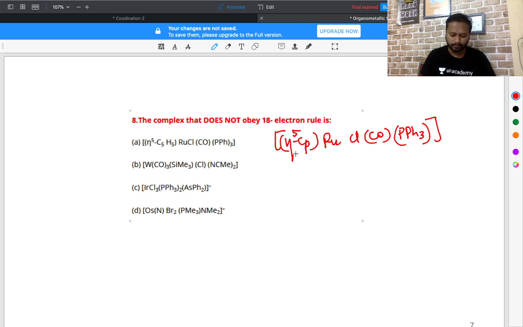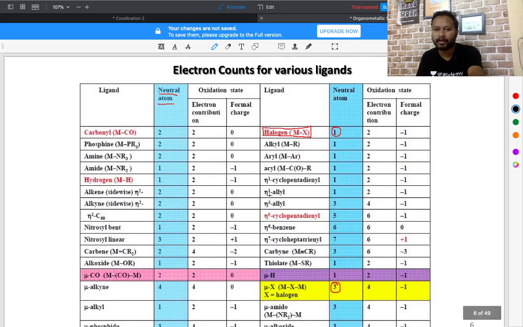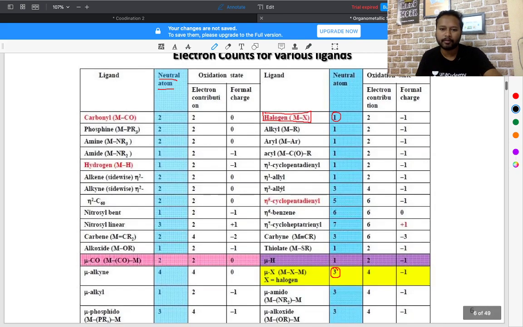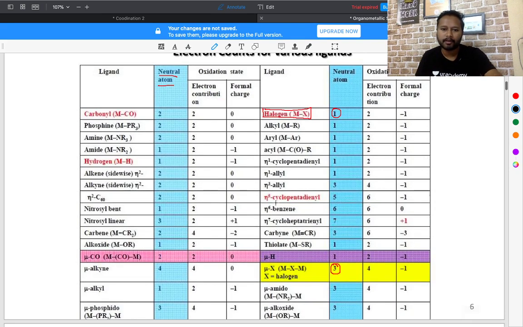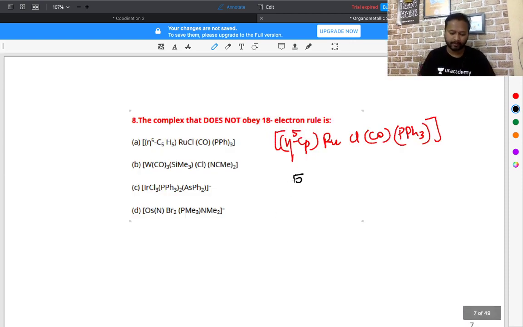Yes, Bharti, these are some examples. Just try to do it. So what about this eta 5 Cp? You will get 5 electrons from here. You can see that from the table also, eta 5 cyclopentadienyl. Here it is. So it gives you 5 electrons. Wherever you get a hapticity, if it is eta 3 Cp, you have to take 3 electron counts.